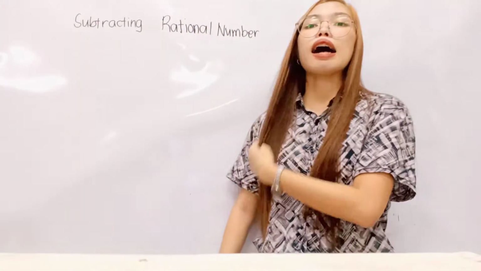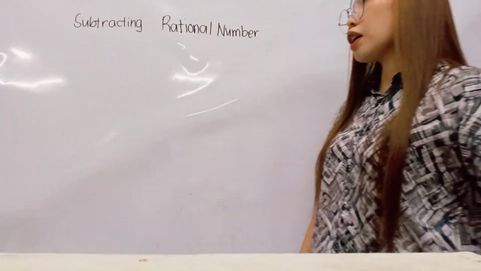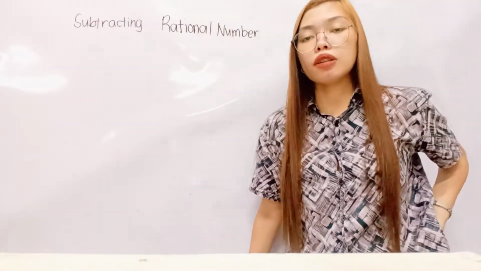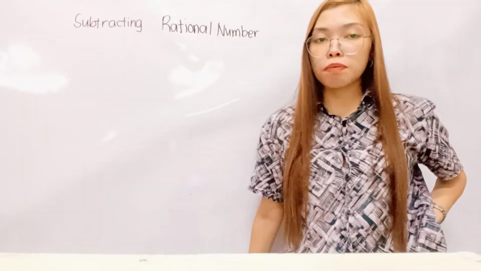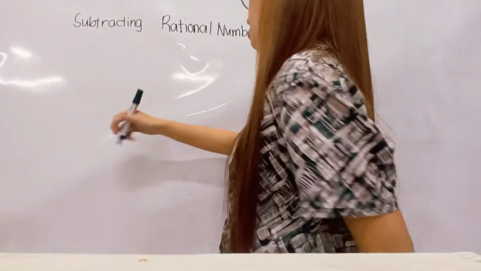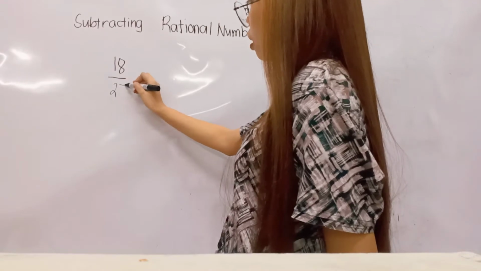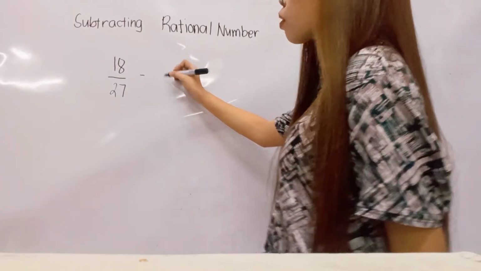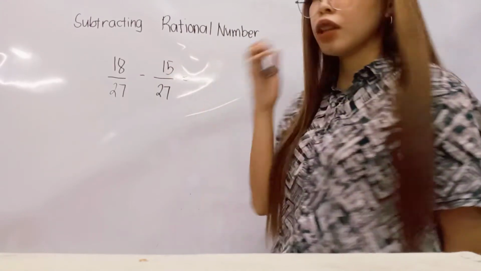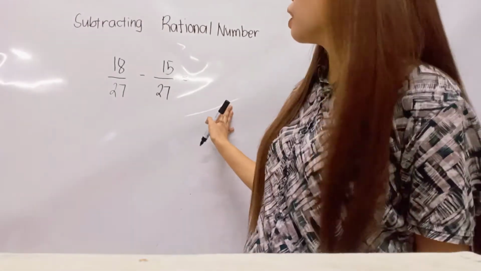Okay, so now let's have subtracting rational numbers naman. Okay? So in subtracting rational numbers, of course, we can subtract similar fractions. We can also subtract dissimilar fractions. But let's have the similar fractions first. So for example, we have 18 over 27 minus 15 over 27. Ayan, meron tayong 18 over 27 minus 15 over 27.